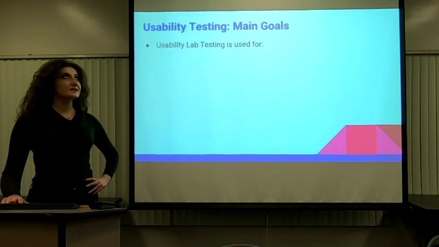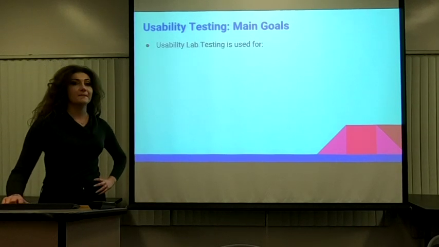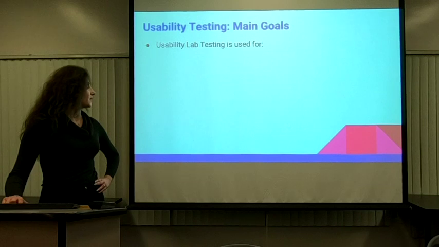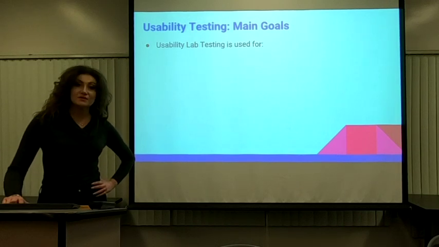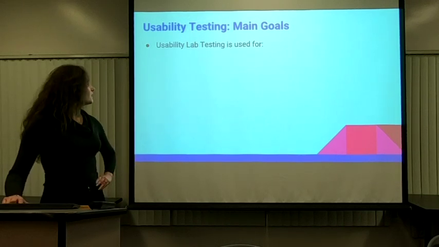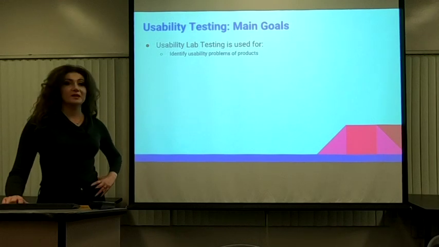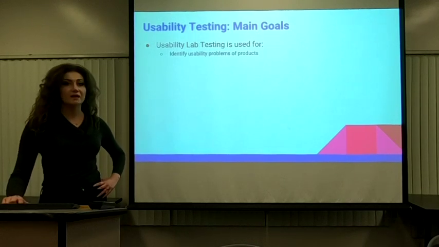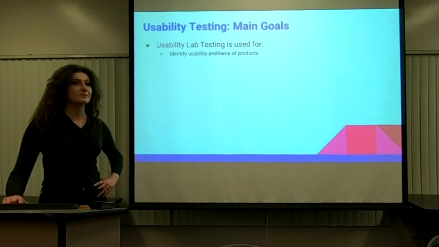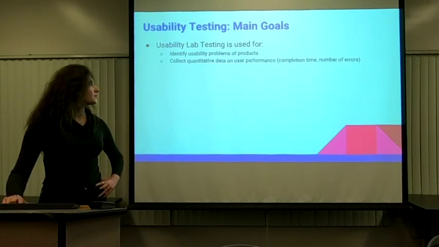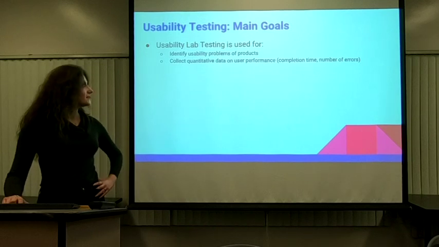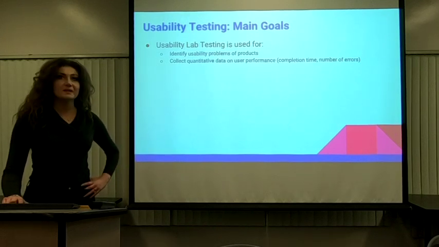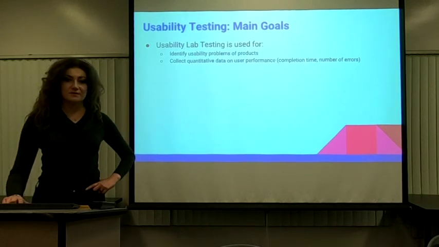So this next slide is really important to understand the main goals of a usability study. Here are the main things a usability study is used for. The first one is to identify usability problems of products. That seems like it's embedded in the title of usability, but really, what is usability? Well, we really want to understand and collect quantitative data on user performance because that really helps us identify usability.